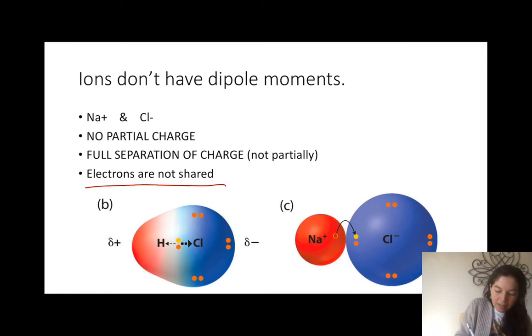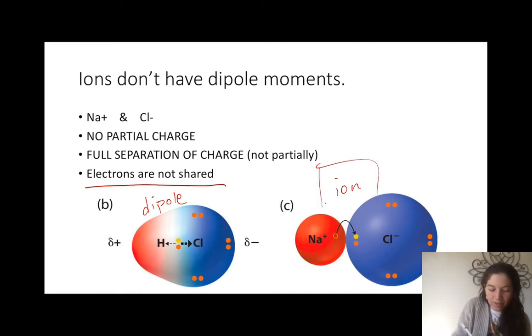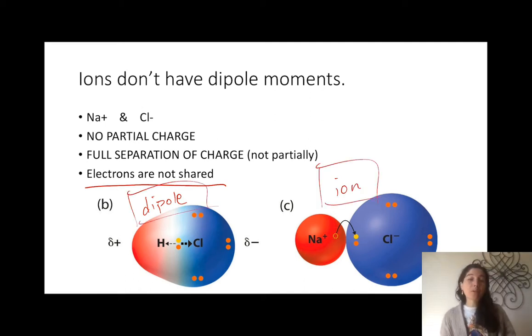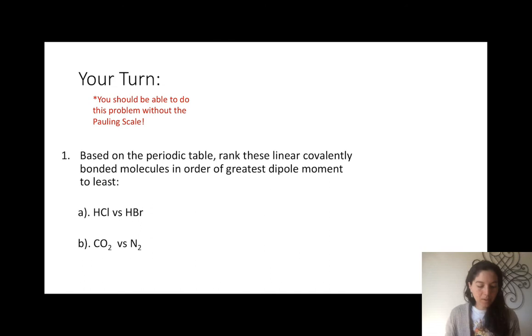So this is what we consider a dipole. This is a full separation of charge. This is an ion. There's a difference here, so please don't get those mixed up. Okay, so you should be able to do this. So it's your turn now to give this a shot.